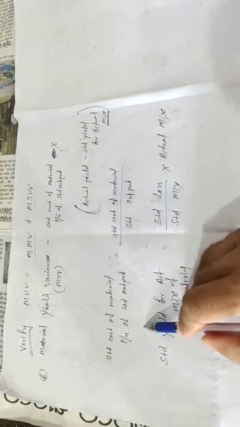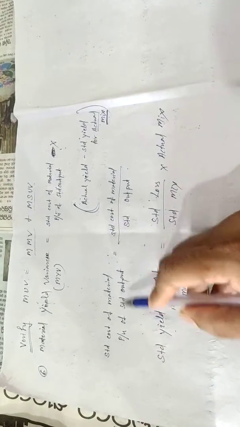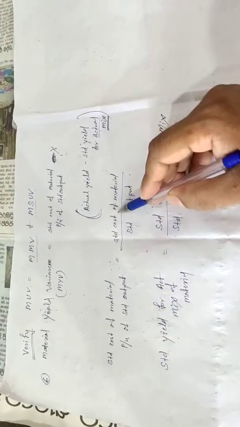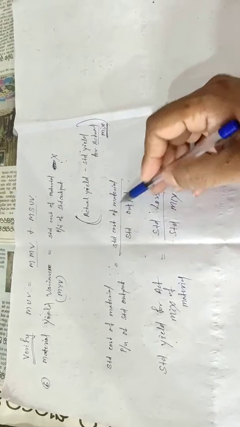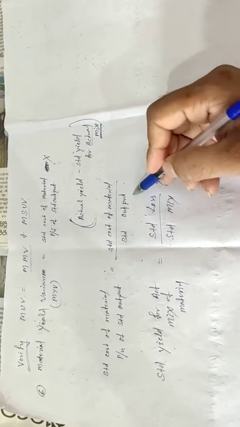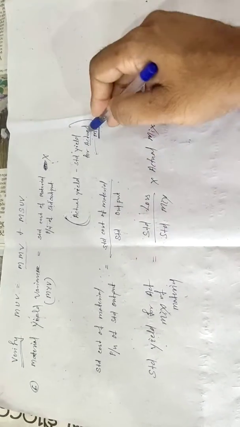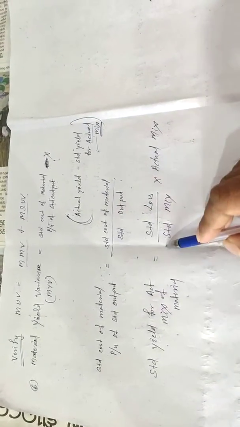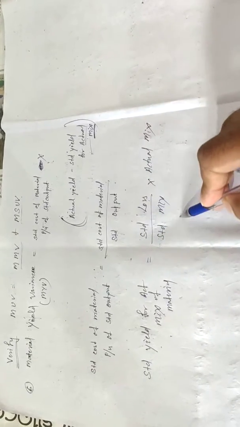Then the first one, how will it be determined? This will be determined by applying this formula: standard cost of material per unit of standard output. That will be determined by dividing standard cost of material by standard output. Then standard yield for actual mix of material is calculated by this formula: standard loss divided by standard mix into actual mix. By applying these formulas, you can solve all the material variance problems.